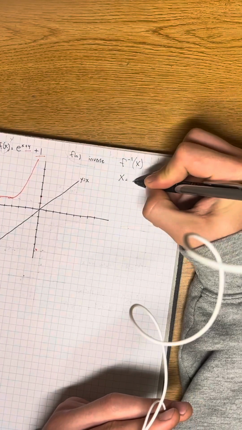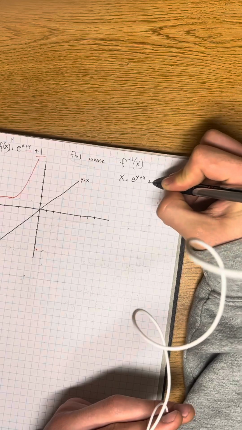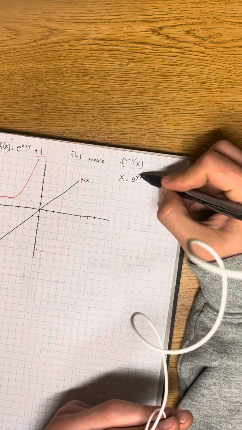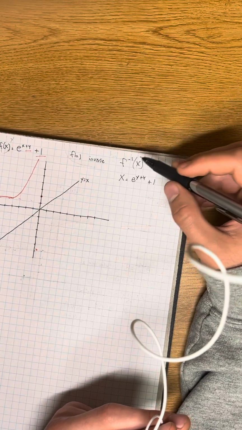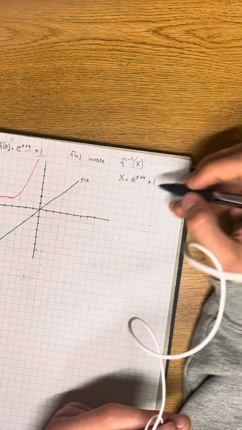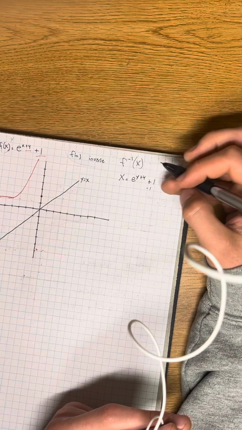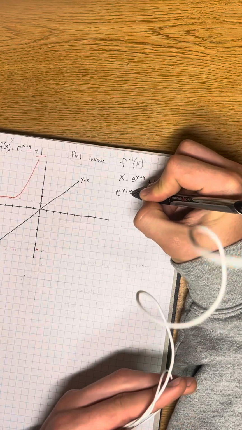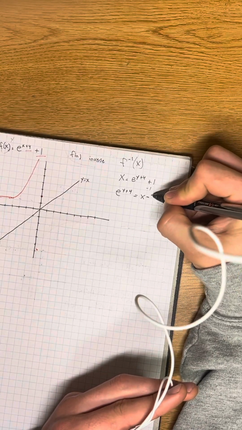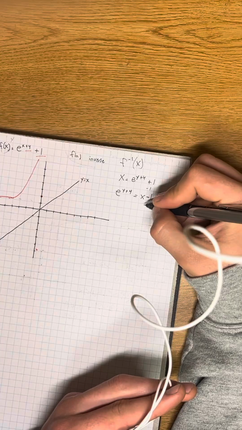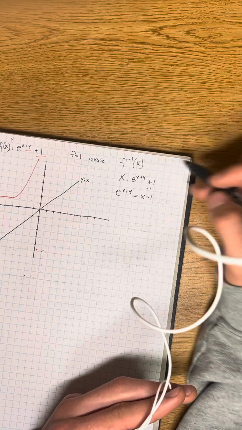Now we have x equals e to the y plus 4 plus 1. And now we're going to be solving for the y in order to get it back to its original state. It'll just be inversed. So to do that, we are going to subtract 1 from each side. So now we're going to have e to the y plus 4 equals x minus 1. This is going to translate down as we did before.